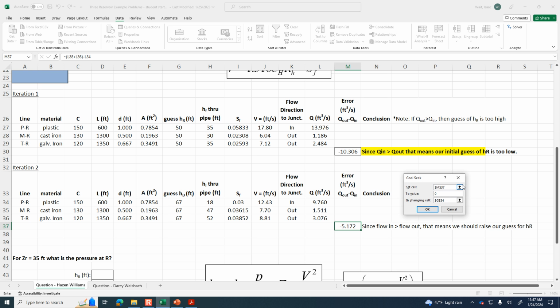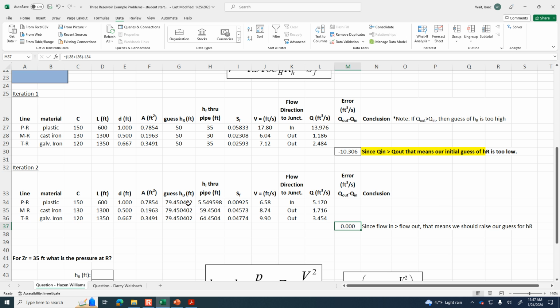Okay, so set the goal being the error. We want an error of 0, and it can change the guess. So it plays around with that, and it finds that the head that gives us flow in equals flow out is 79.45. Okay, that's right. We could have done it in the first step, but I wanted to show you moving on. We won't be able to do it all in a single step when we switch over to Darcy-Weisbach, but we can in a single step do that goal seek in the case of Hazen-Williams.